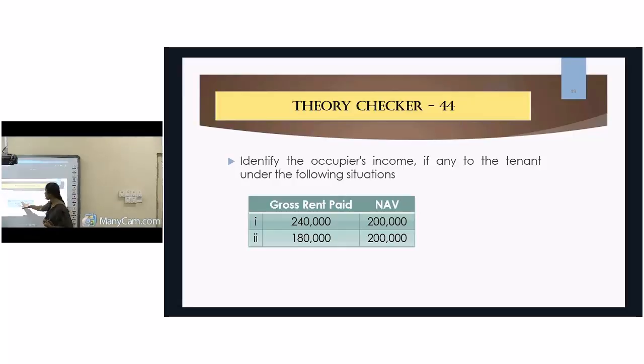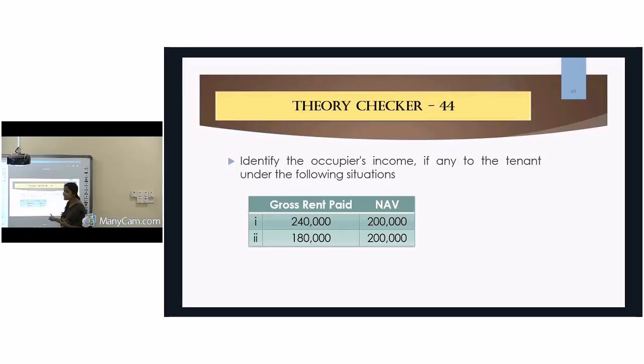In the first case, there is no occupier's income. So what would be the owner's income now? It is exactly equal to the NAV of the house, that is 200,000. That would be the rent income of the house. In the second scenario, again the net rent is less than the NAV, but we have checked whether there is an occupier's income. Yes, there is an occupier's income of 20,000.